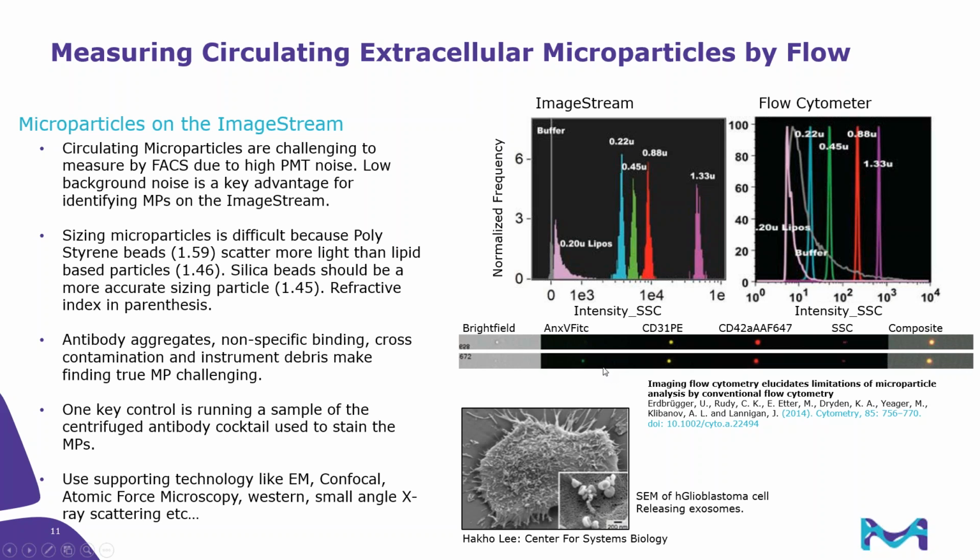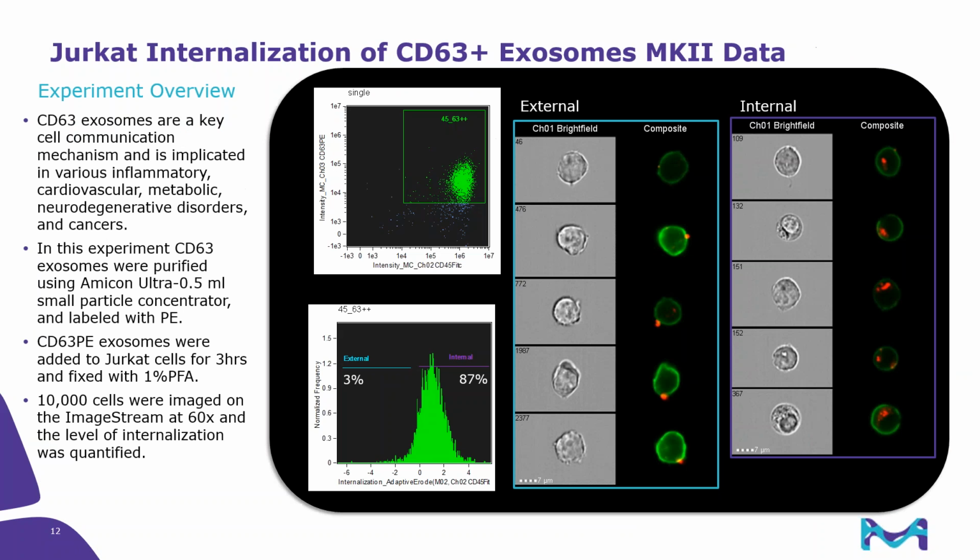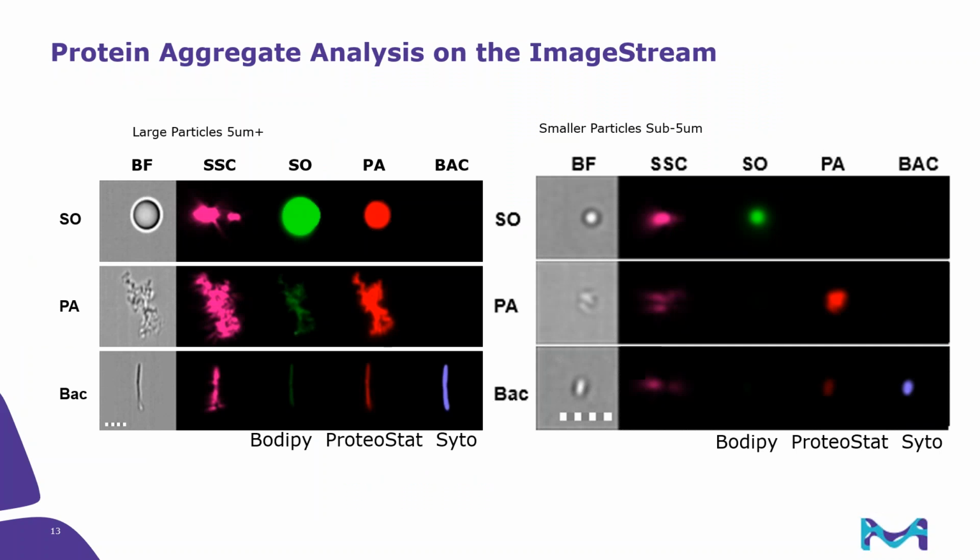There have been a number of groups trying to quantify microparticles. Some in-house work that we've done is looking at exosomes, which are also potentially on the order of about 20 nanometers, and looking at binding of the exosomes and then phagocytosis of these CD63 exosomes. You can see just by using the simple internalization feature and these fluorescently labeled exosomes that we can characterize membrane-bound versus phagocytosed particles.